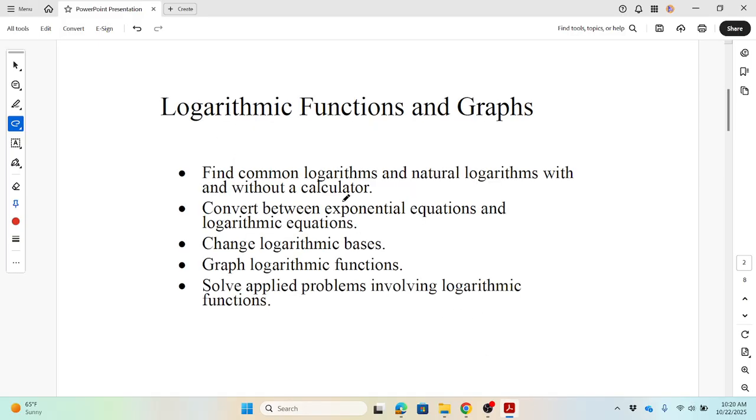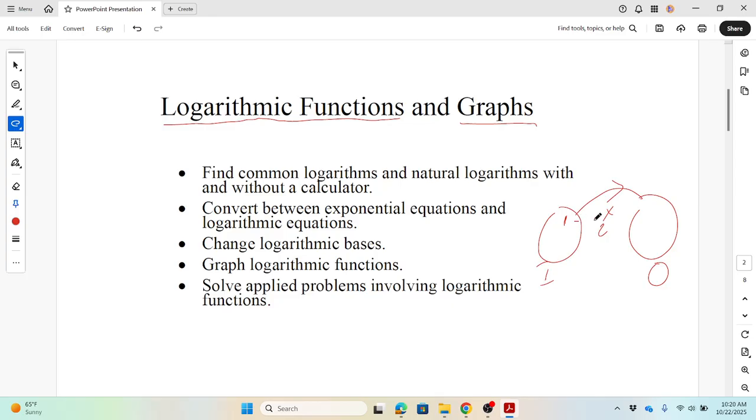In this section, we're going to talk about logarithmic functions and their graphs. First of all, you have to keep in mind that these functions are inverse of exponential functions, so they are based on exponential functions. Let's say you have an exponential function 2 to the power x. It's going from input to output, and the function is 2 to the power x.